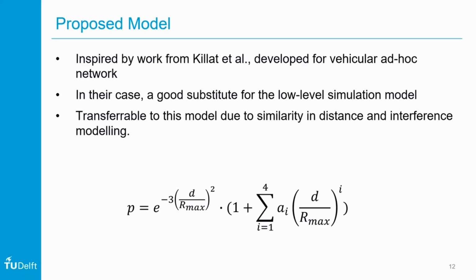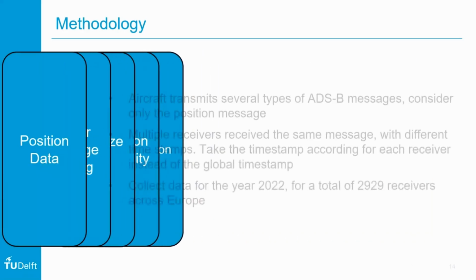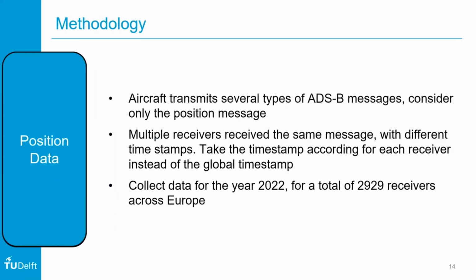So we talked about the reception probability formulation and the proposed model. Now we go to the methodology. First, we have position data, sensor coverage filtering, and so on, and I will talk deeply about this. First, why position data? Because we know aircraft transmit different types of ADS-B message. And we take the position because it's easy to filter out the noise in the data. For example, if there's a duplicate in the database, then we can just remove it, because for position data, it's almost impossible to have a duplicate because the aircraft is flying.